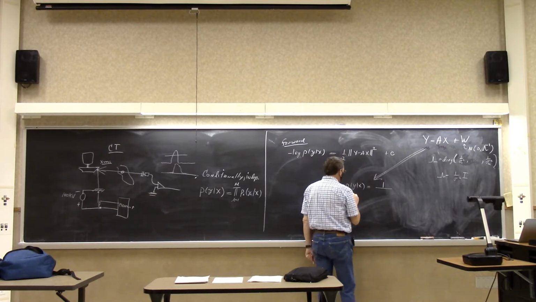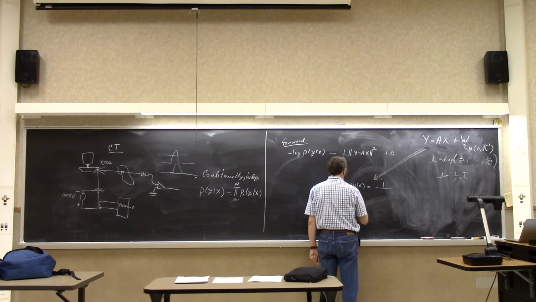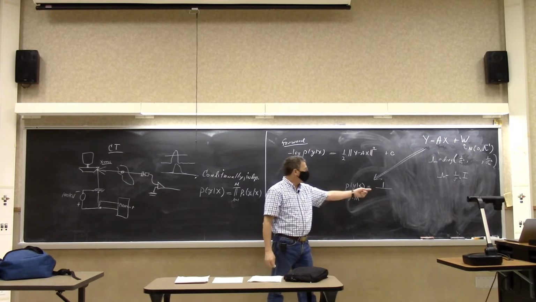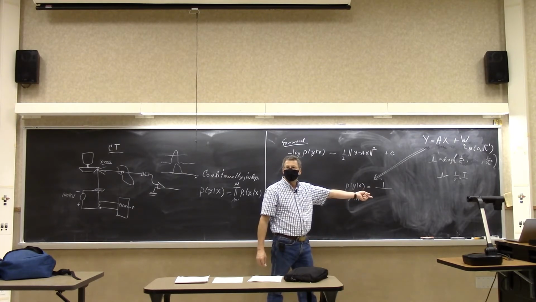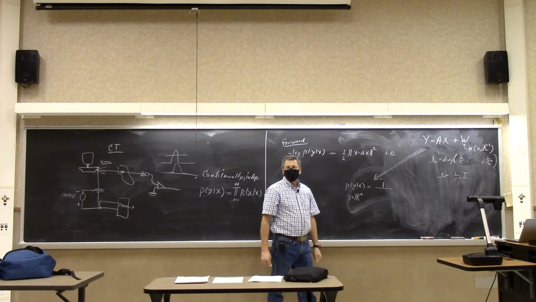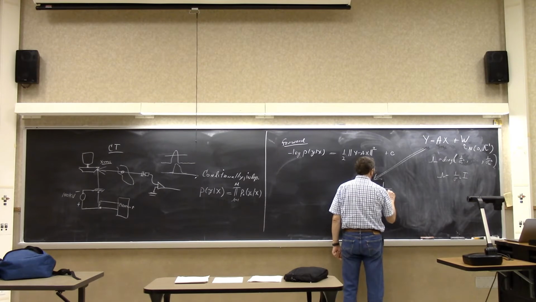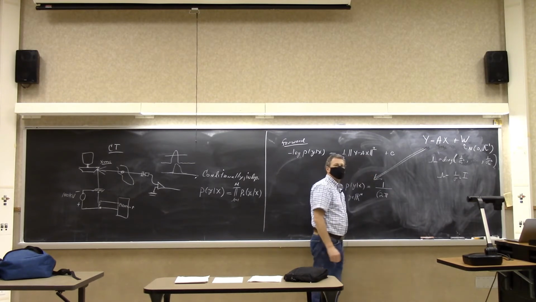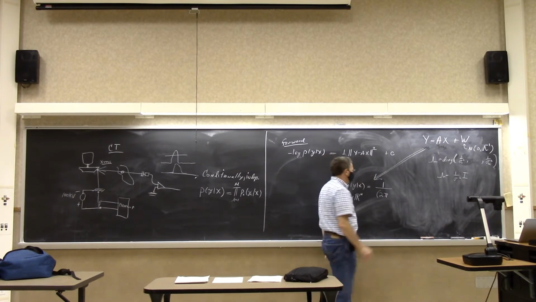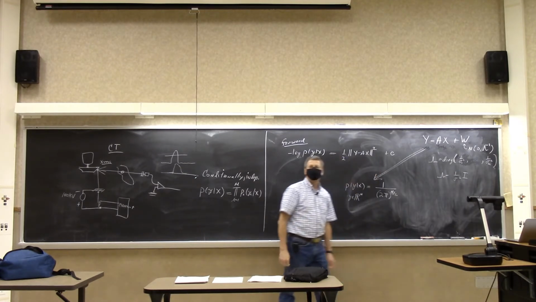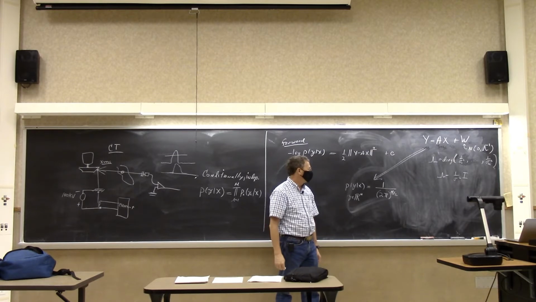Now let's assume that y here is a member of R to the m. So in other words, we have m measurements. Okay, so then what's the 1 over thing going to be? 2 pi. So it's going to be a 2 pi to the m over 2, okay? We got off to a good start.